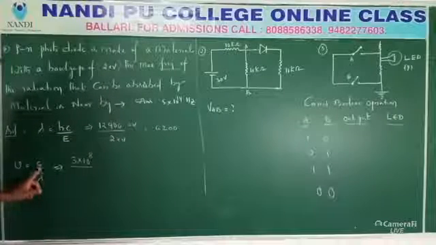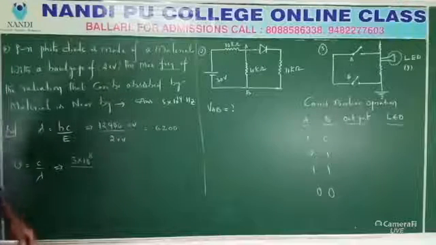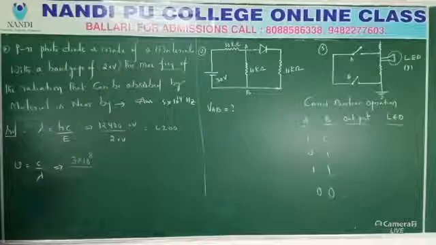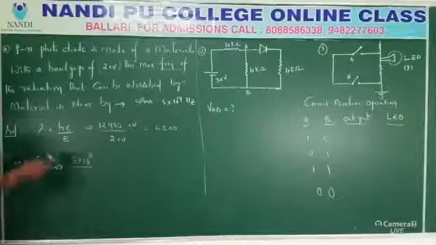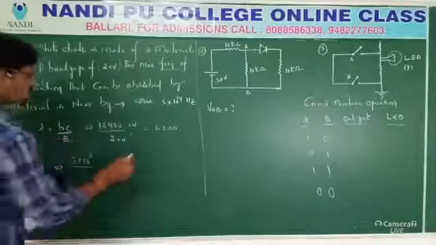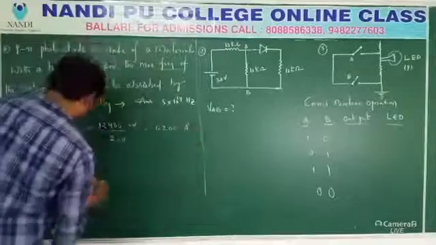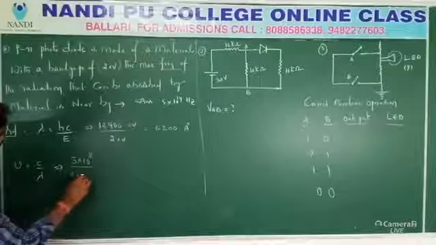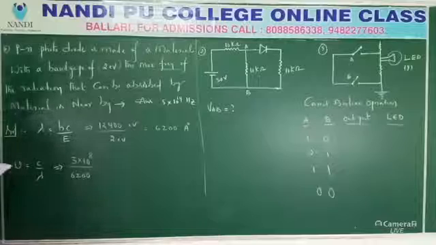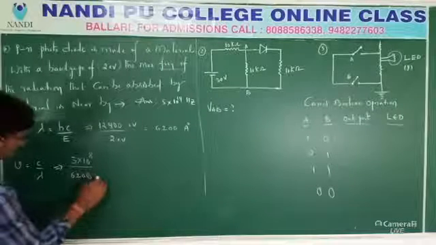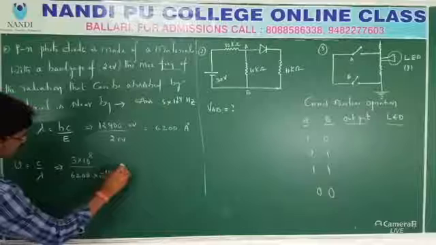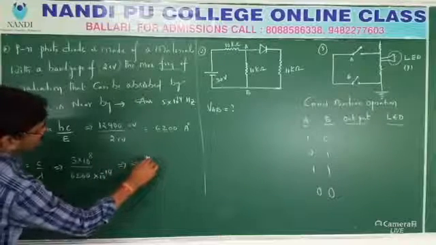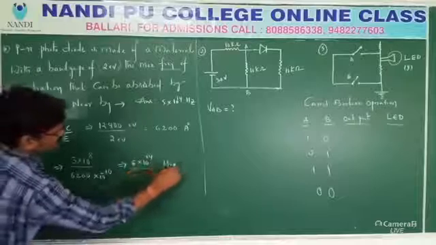Now what we have to do? nu = c by lambda. What is the value of c? c = 3 into 10 power 8. Lambda is 6,200 angstroms, so 3 into 10 power 8 by 6,200 into 10 power minus 10 meters. Then you will get the answer, 5 into 10 power 14 hertz.